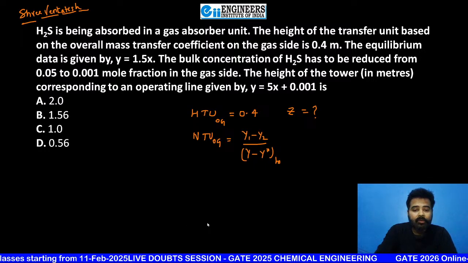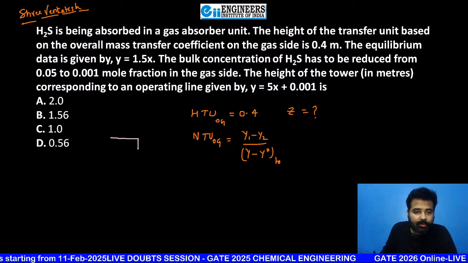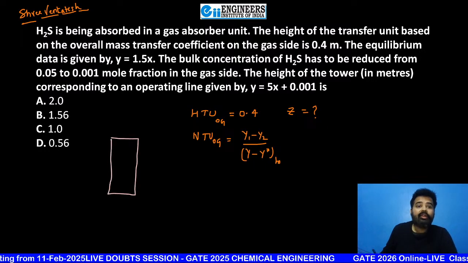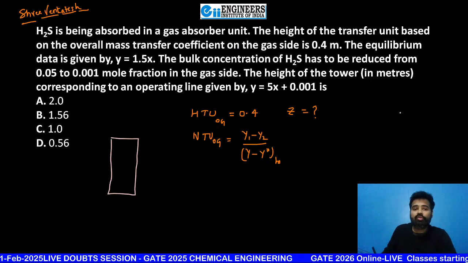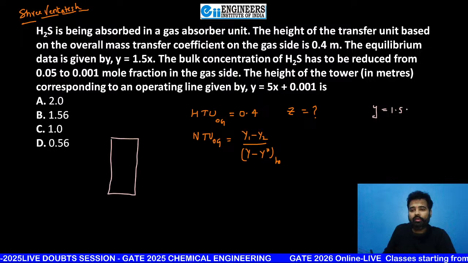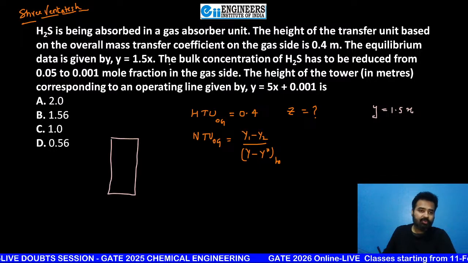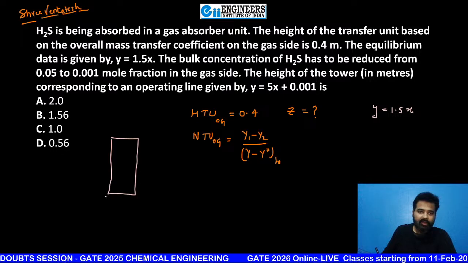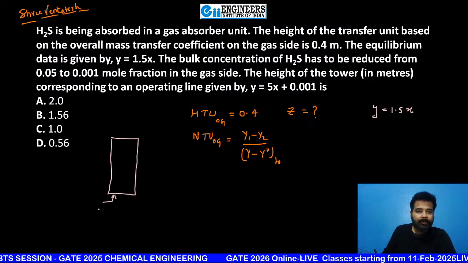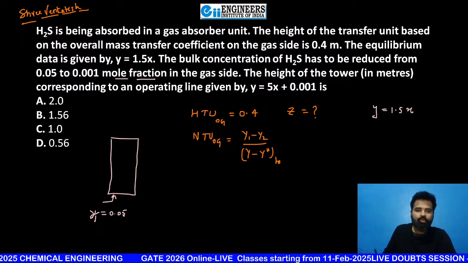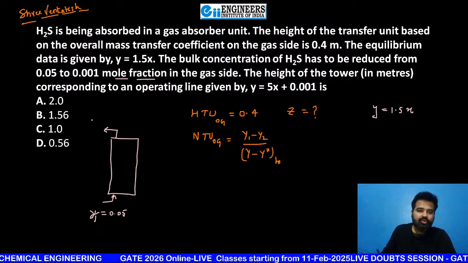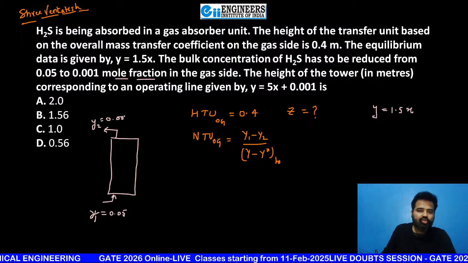See my dear students, for that purpose I have to make a beautiful diagram. So see in this diagram, H2S is absorbed, the height is given. Okay, the equilibrium data is y equals 1.5x. The bulk concentration of H2S has to be reduced from this much to this much on the gas side. So this is my gas side. This is our y1 and this is given as 0.05. Actually this is not my capital Y1, this is small y1, no? This is mole fraction, not mole ratio. And you have to reduce it up to 0.001.